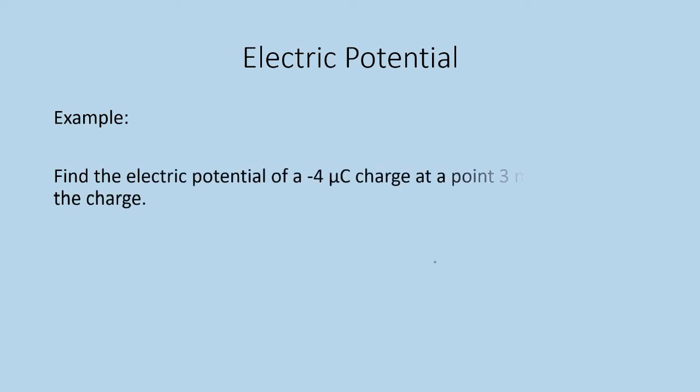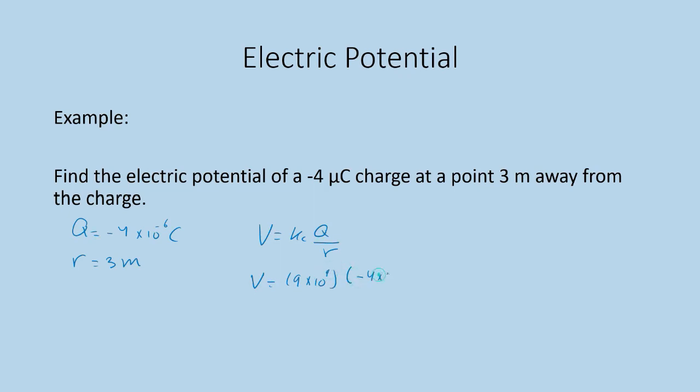Another example, find the electric potential of a negative 4 microcoulomb charge at a point 3 meters away. So the charge is given as negative 4 microcoulombs, times 10 to the power of negative 6, and the distance R is 3 meters. So we use the same formula, V equals Kc Q over R. Then V is equal to 9 times 10 to the power of 9, Q is negative 4 times 10 to the power of negative 6, over R, which is 3.